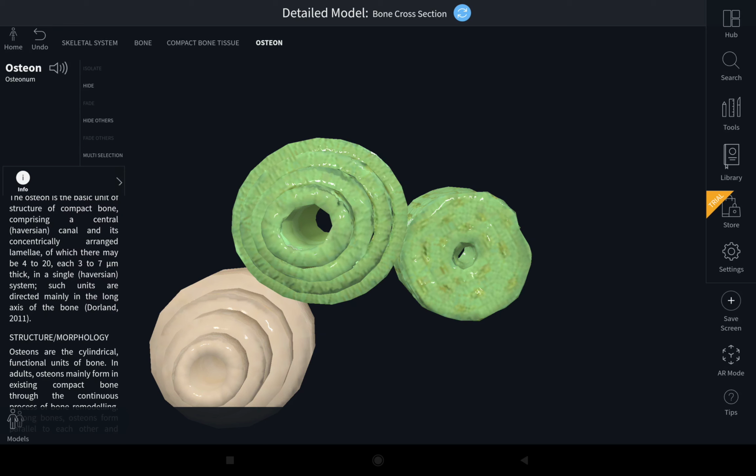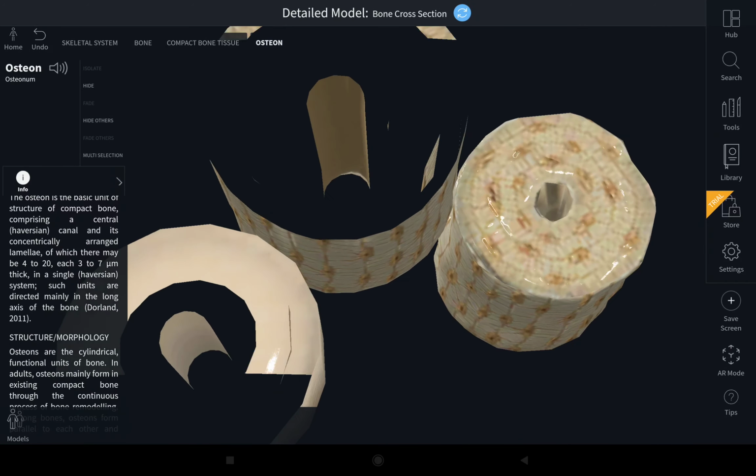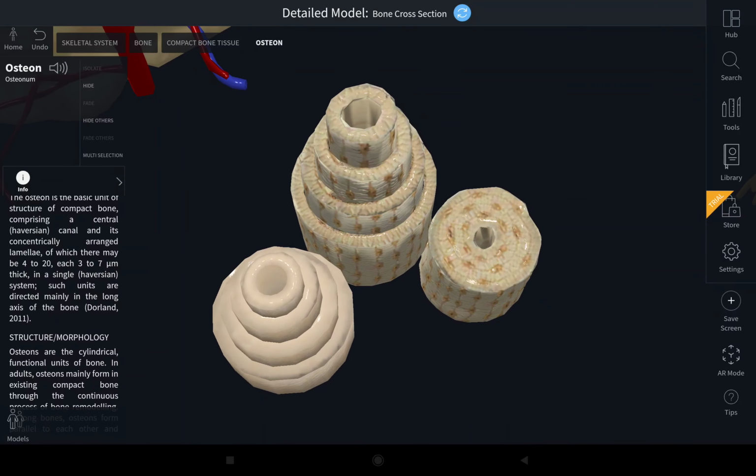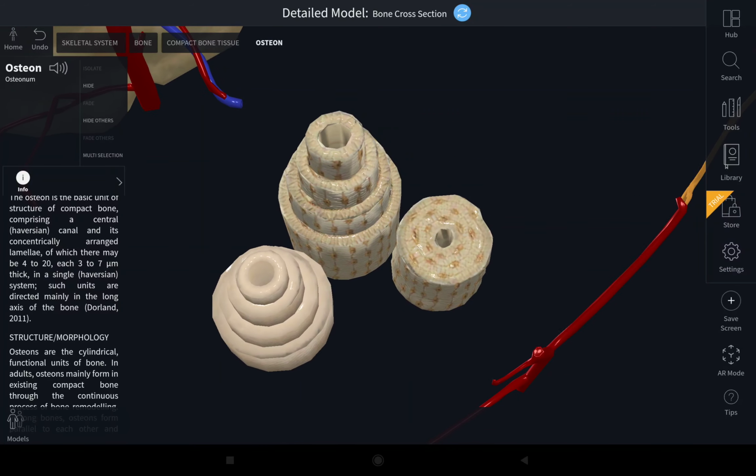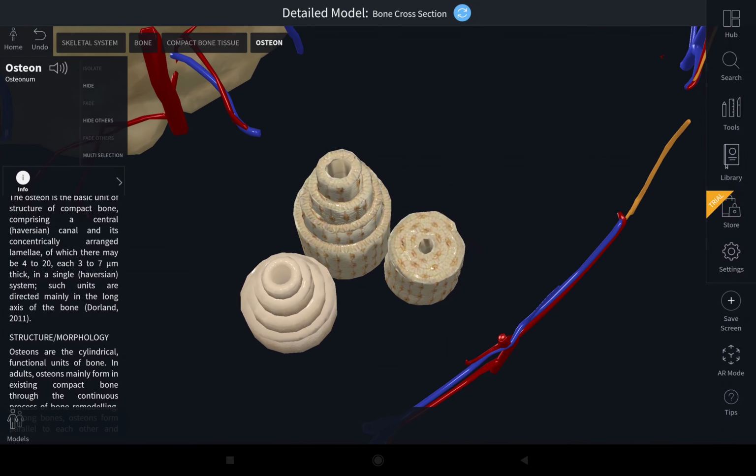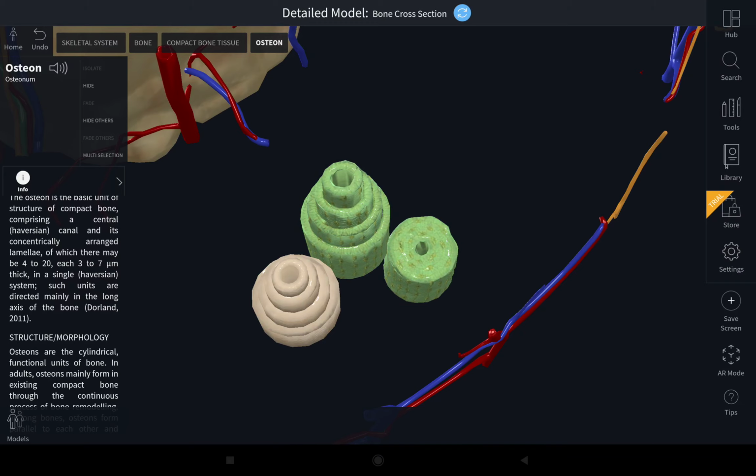Of which there may be 4 to 20, each 3 to 7 micrometers thick in a single Haversian system. Such units are directed mainly in the long axis of the bone. Structure and morphology.